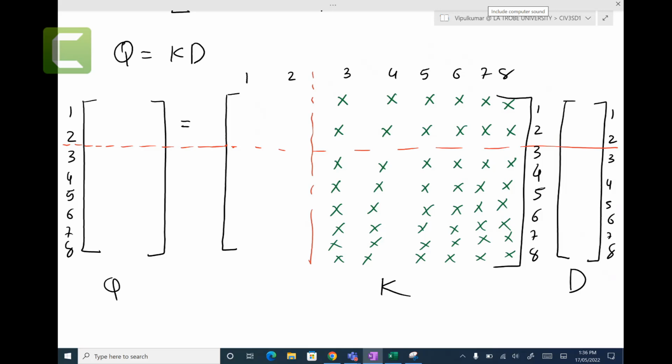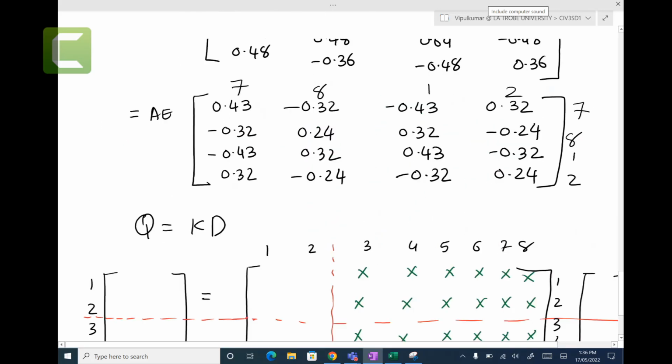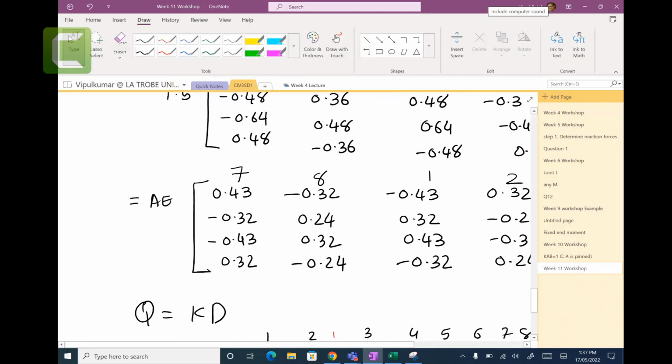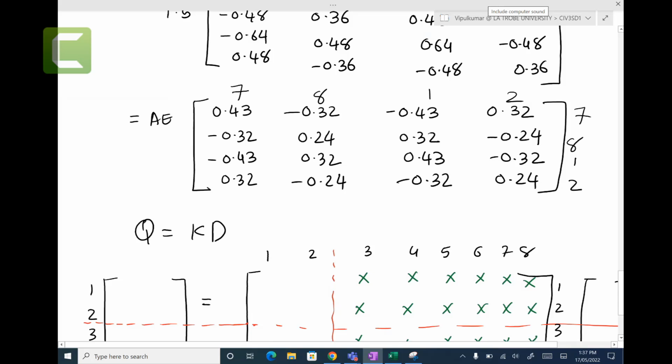Now, how are you going to get these numbers here and here? Just give me a minute. I will just turn off this computer in the next door. Otherwise, it keeps beeping.